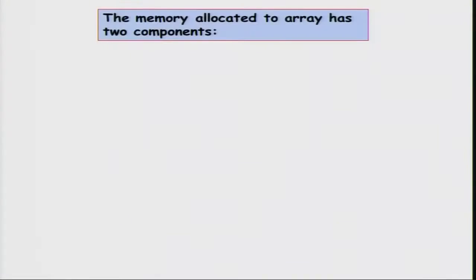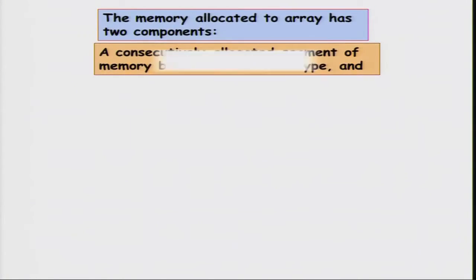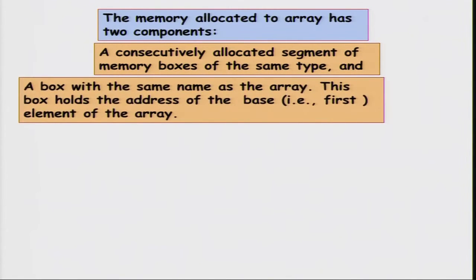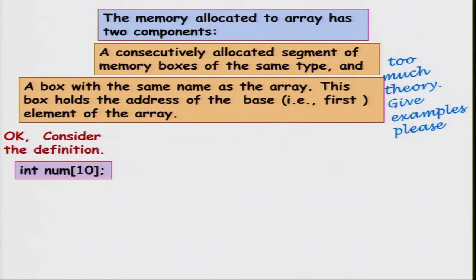The memory allocated to any array has two components. First, there are a bunch of consecutively allocated boxes of the same type, and the second component is a box with the same name as the array, and this box contains the address of the first element of the array. Let us be clear with the help of a concrete example.